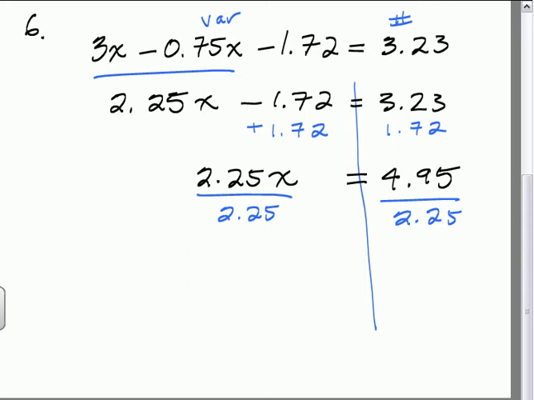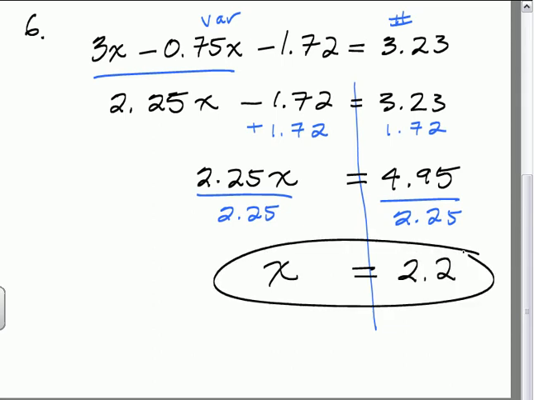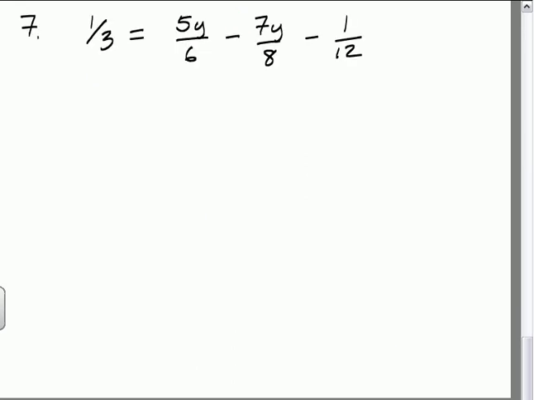So over on the left, we've got our little x, and on the right, when we divide 4.95 by 2.25, we end up with 2.2. So we have solved it. Next problem. Oh, we're back to fractions.